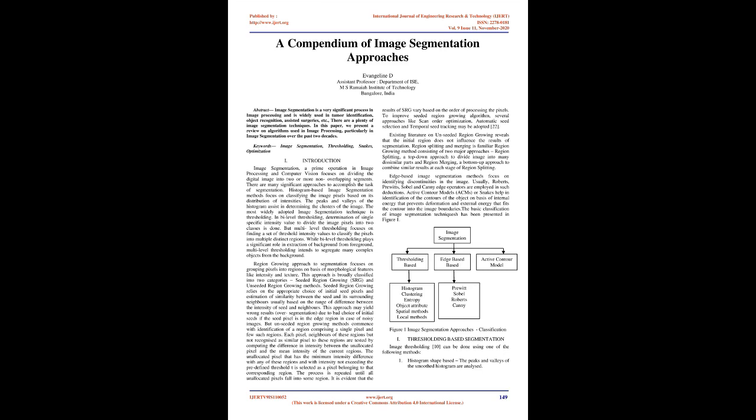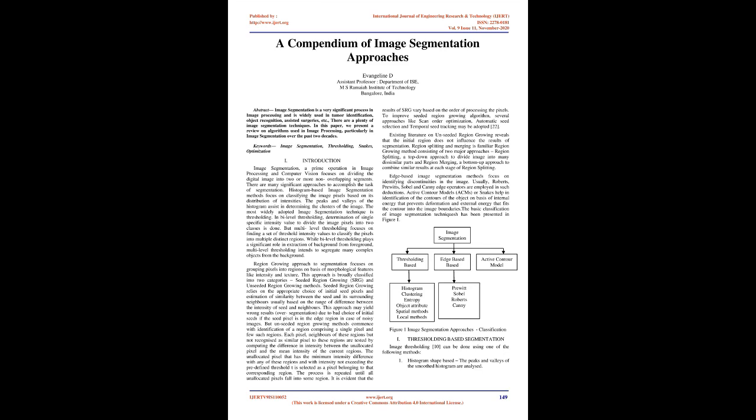In bilevel thresholding, a single specific intensity value is determined to divide the image pixels into 2 classes. But multi-level thresholding focuses on finding a set of threshold intensity values to classify the pixels into multiple distinct regions. While bilevel thresholding plays a significant role in extraction of background from foreground, multi-level thresholding intends to segregate many complex objects from the background.